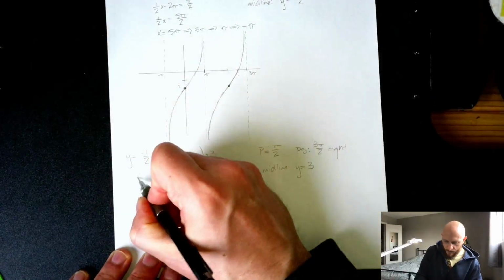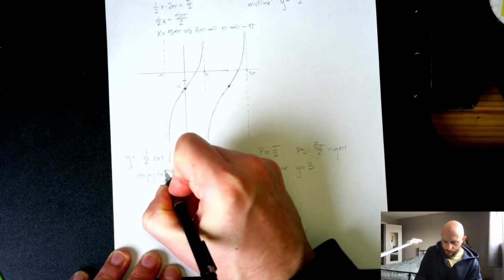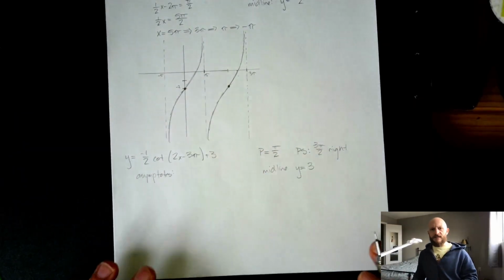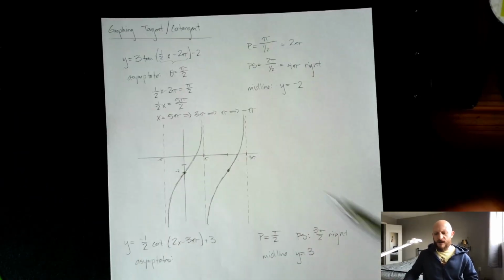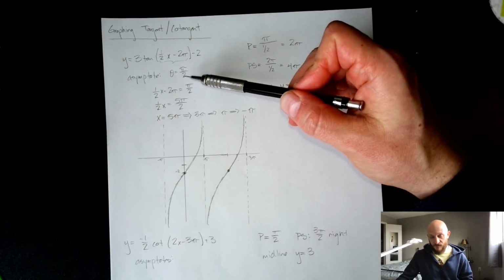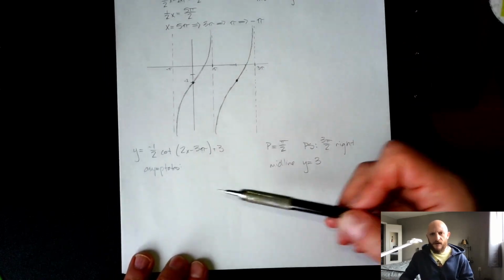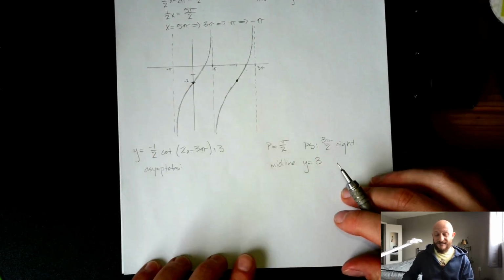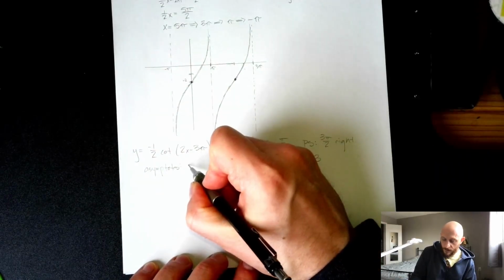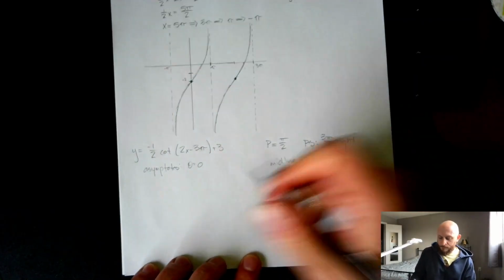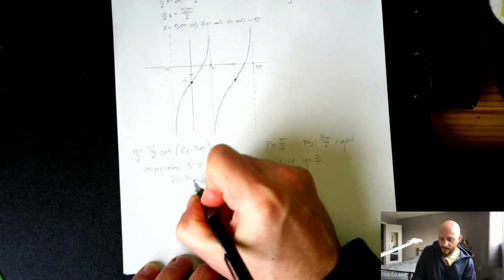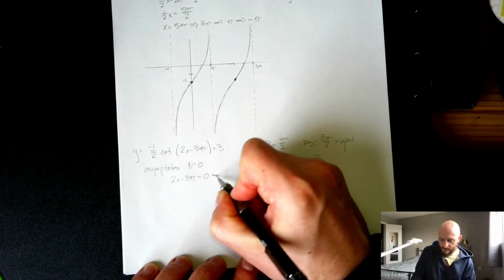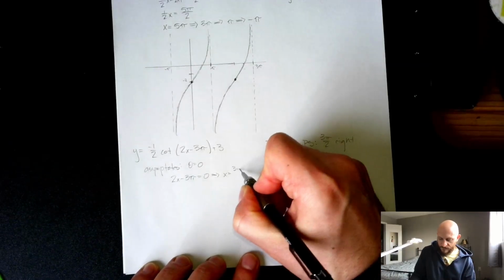Okay. So now, asymptotes. And you've got to take a second and think, because previously we decided tangent has an asymptote at pi over 2, but now we're looking at cotangent. Where does cotangent have asymptotes? Well, cotangent is cosine over sine. So it's going to have asymptotes whenever sine equals 0. The first place that sine equals 0 is at theta equals 0. So we'll solve, where does 2x minus 3 pi equal 0? And that's at x equals 3 pi over 2.